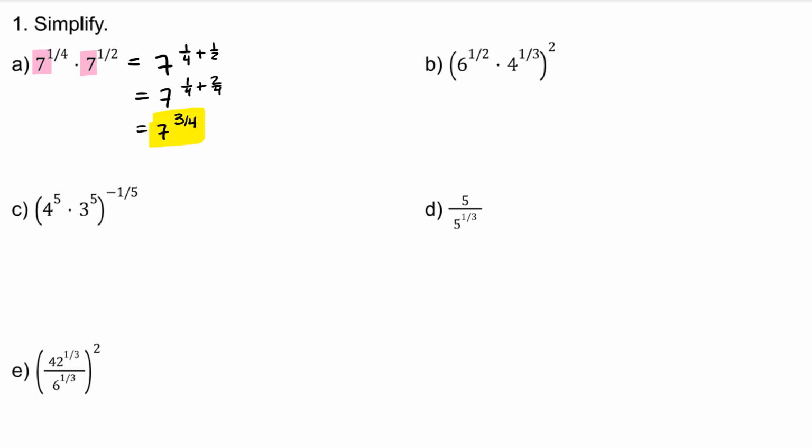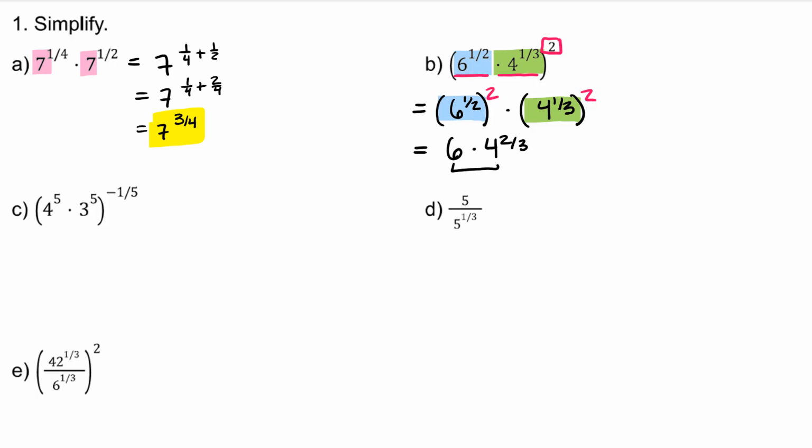For part B, we have a product to a power. That means that this power of 2 applies to both the 6 to the 1/2 and the 4 to the 1/3. We are not distributing this power, but we will apply it to each term in the product. Now we have a power to a power and a power to a power, which requires us to multiply our powers. And 1/2 times 2 is 1, so we have 6 to the 1 times 4 to the 2/3.